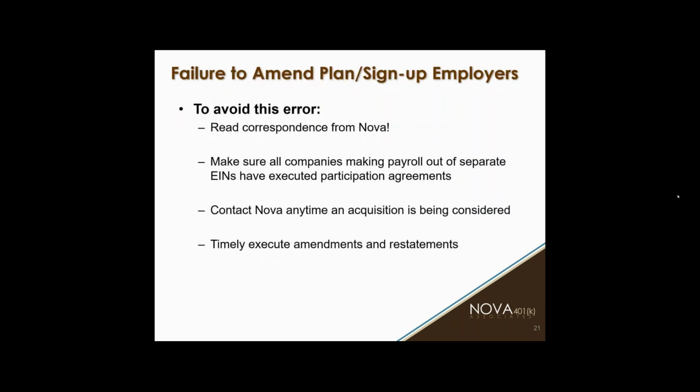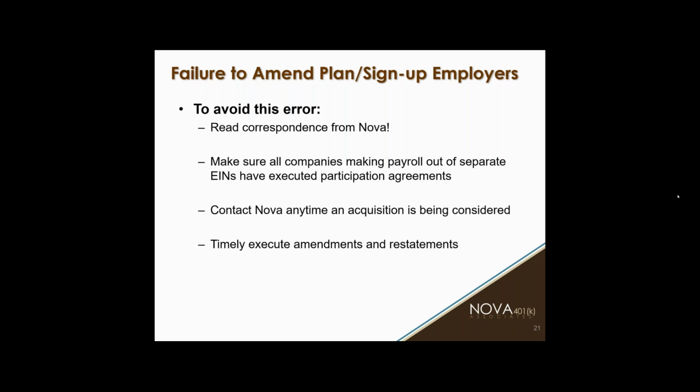So again, how do we avoid having problems with the amendments and not getting them done on time? Just make sure you're reading our correspondence carefully. We try to send multiple reminders when something is due. We may even have your account manager call you if we're not getting responses to the emails. So we do everything we can so the deadlines are not missed.